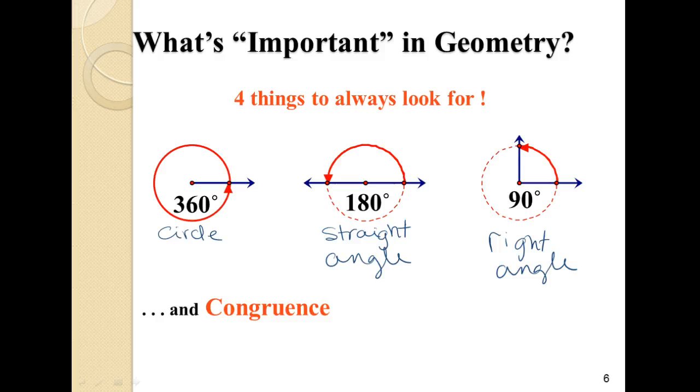And of course, the word congruence, congruency, which I already mentioned, means equal. Now, the symbol for congruency is like this. It looks something like this.